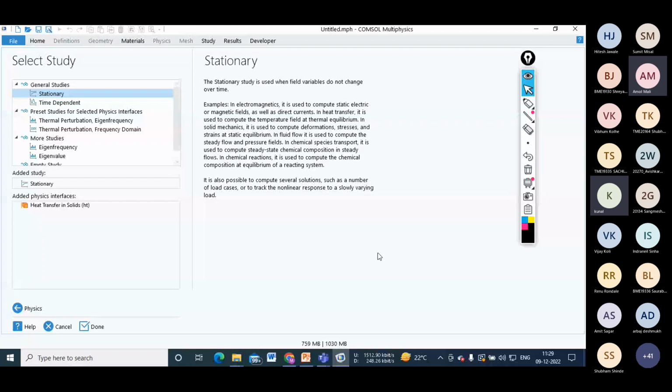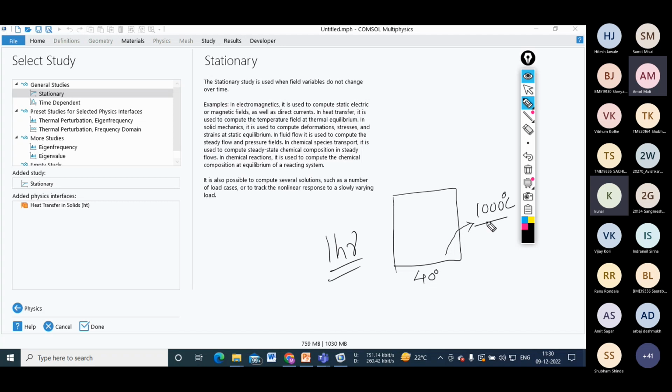For example, if you are doing the study of a furnace, and you are continuously heating the furnace, and initially the temperature of the furnace is 40 degree centigrade. After some time that temperature is increasing from 40 degree centigrade to 1000 degree centigrade. So यहाँ पर क्या हो रहा है कि temperature is increasing with respect to time, मतलब after 1 hour the temperature of that furnace is increasing from 40 degree to 1000 degree centigrade. At that time you can use the time dependent study.